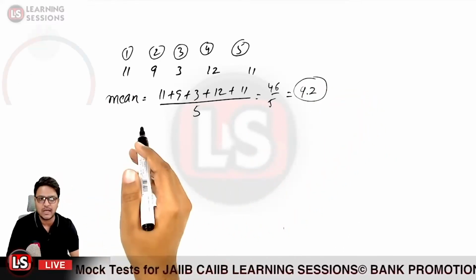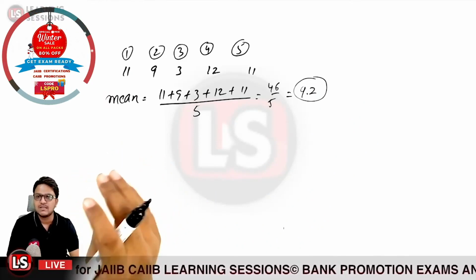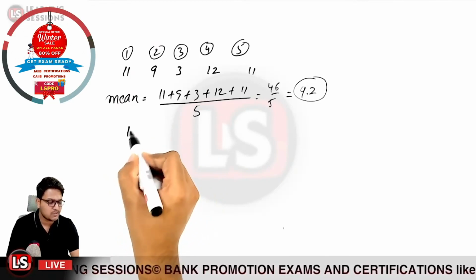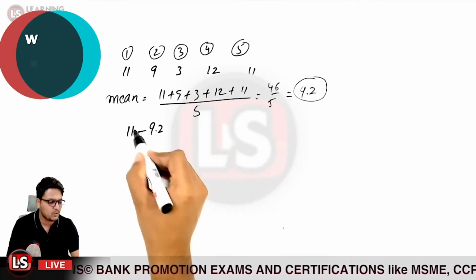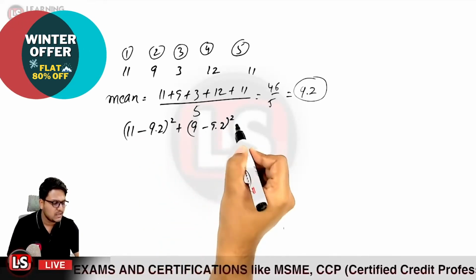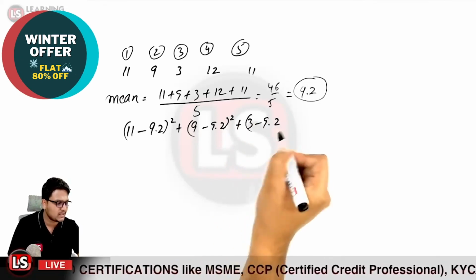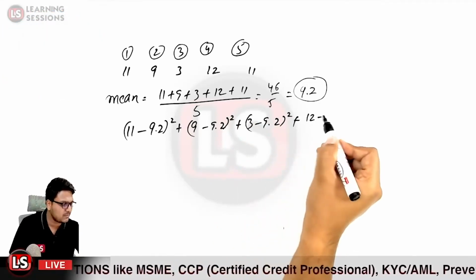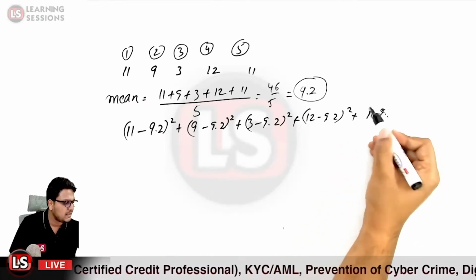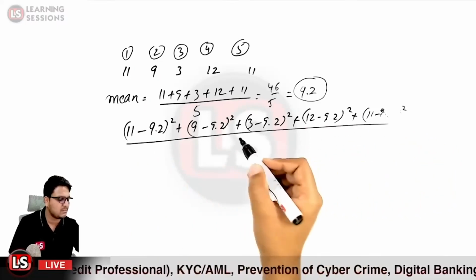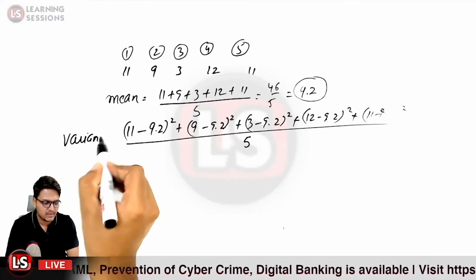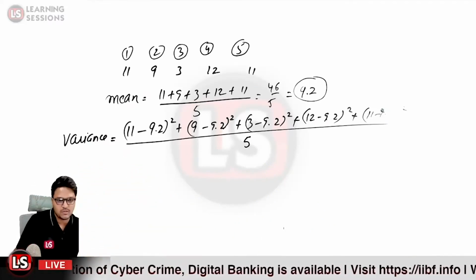And now we need to calculate the variance, because I already told you that to calculate the standard deviation, you need to calculate the variance. Now how can we calculate it? We will take the first term minus the mean value 9.2 and square it, then the second term, 9 minus 9.2 squared, then the third term, 3 minus 9.2 squared, the fourth term, 12 minus 9.2 squared, and the last term, 11 minus 9.2 squared, all divided by the number of terms, which is 5. This is the variance, and we will solve it right now.